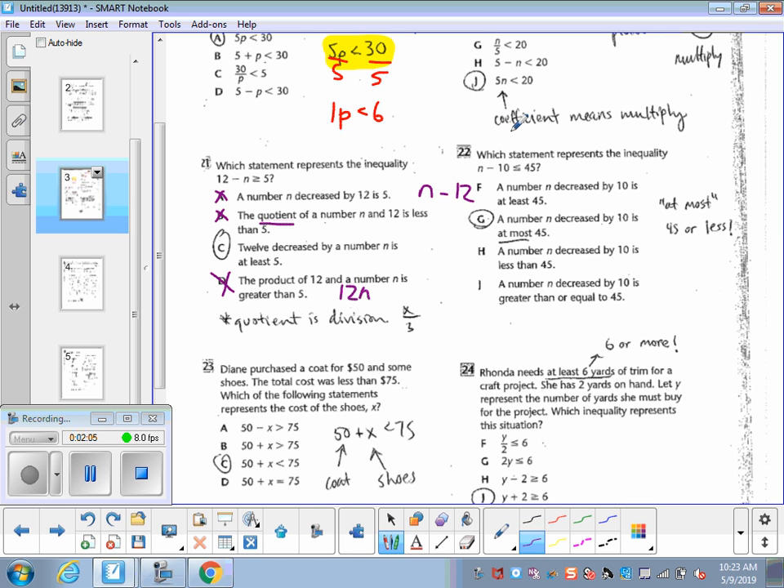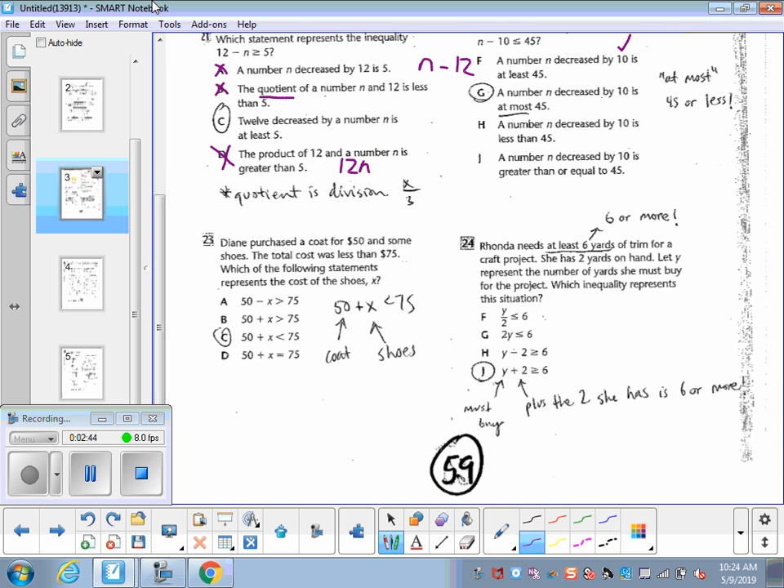Now for number 22, once again we're just translating, and we have n minus 10 is less than or equal to 45. So for the first answer, choice F, it says that a number n decreased by 10, so far so good, is at least 45. Now we just said though that at least means it'd be more than or equal to. So this symbol right here is a less than or equal to, and so that means we want to pick G, because at most means 45 or less. So if all of this stuff is at most 45, it's less than or equal to the 45.